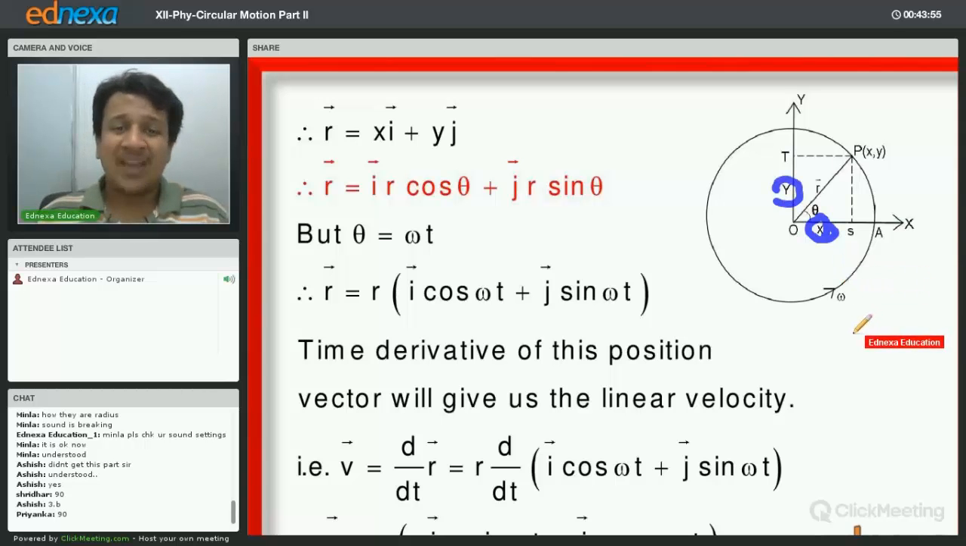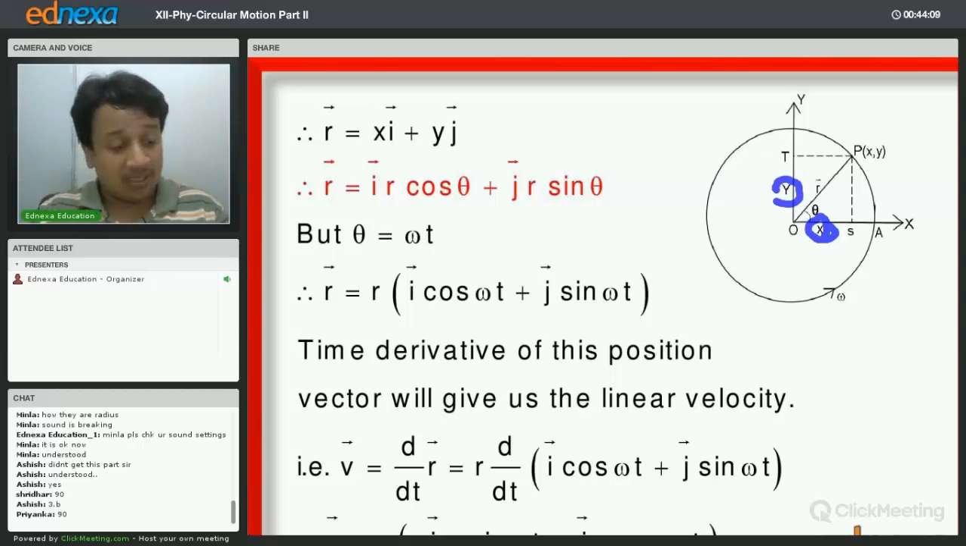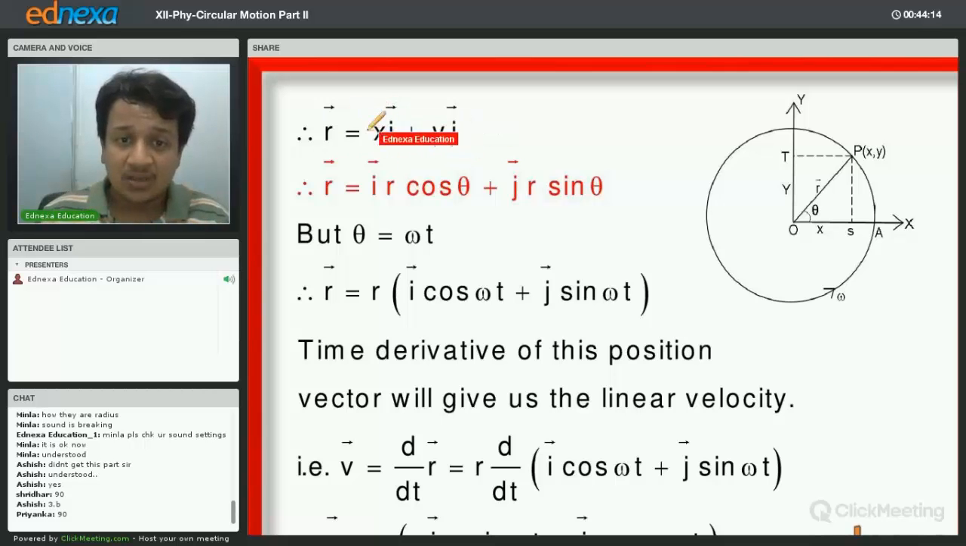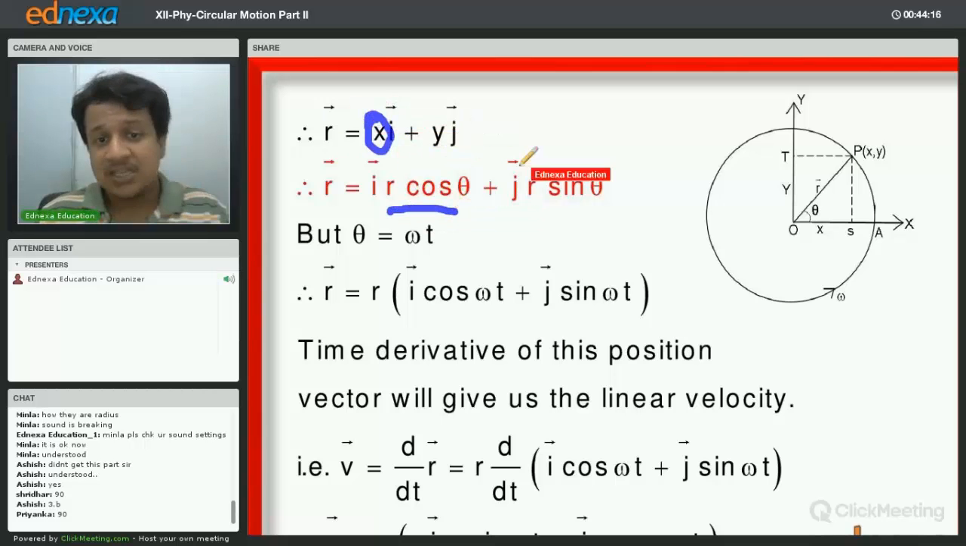So vector r is equal to x vector i plus y vector j, where i and j are unit vectors along the x-axis and y-axis respectively. So vector r is equal to i r cos theta. Now you may ask me, sir, how you can write i r cos theta in place of x. I substituted r cos theta. See how I am going to write. Pay attention over here. This is theta.